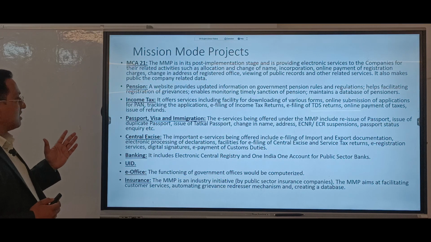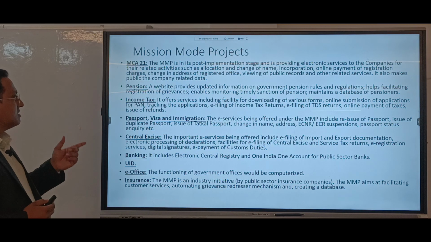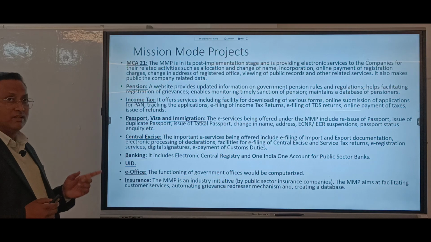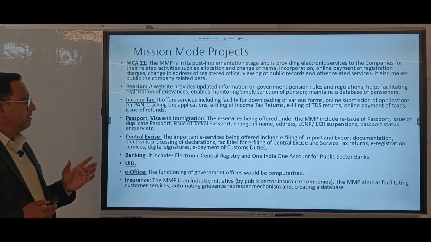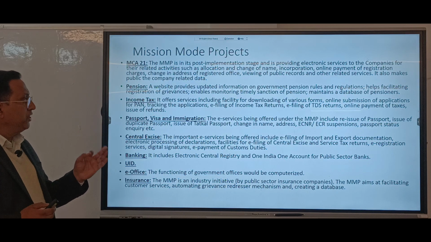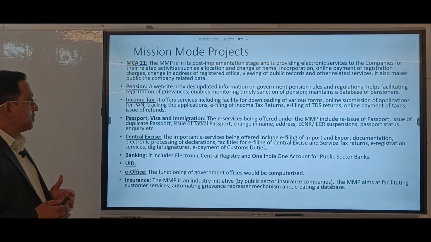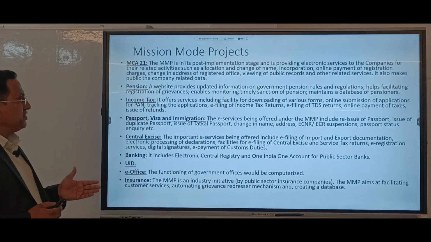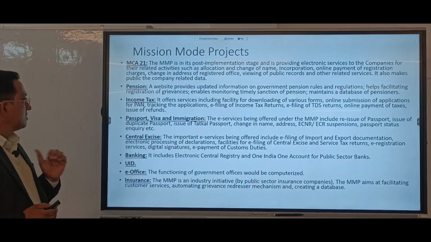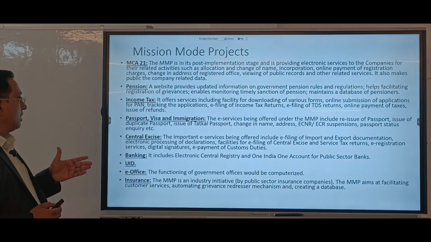Passport, visa, immigration. The e-services being offered under this MMP include reissue of the passport, issue of duplicate passport, issue of Tatkal passport, change in name, address, ECNR or ECR status inquiry, etc.